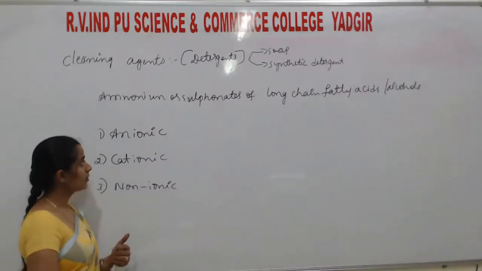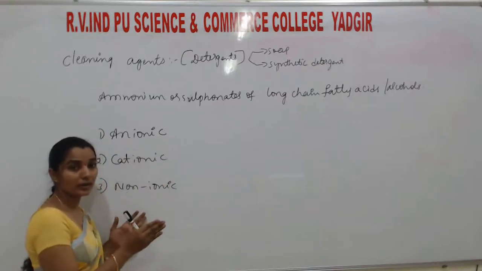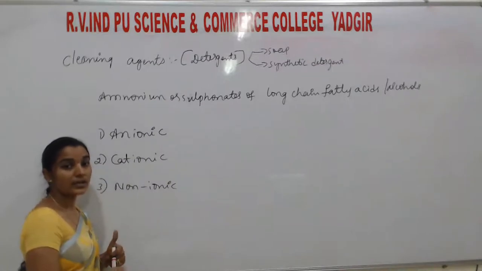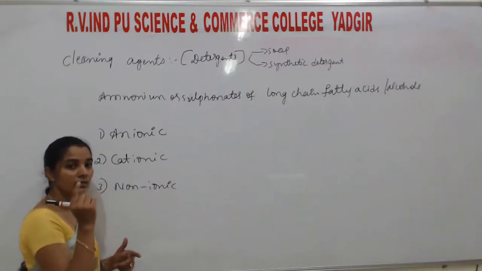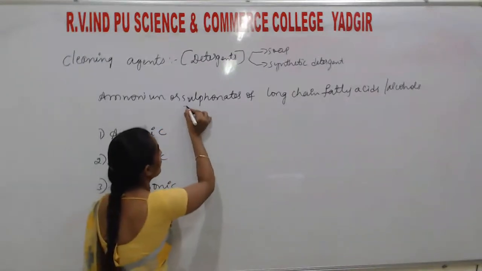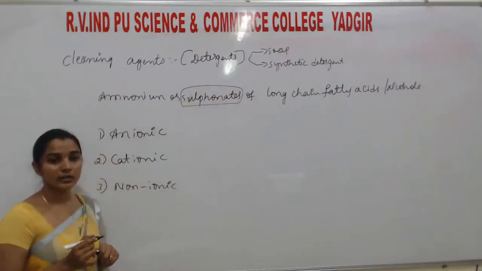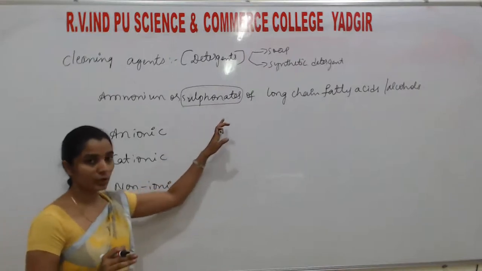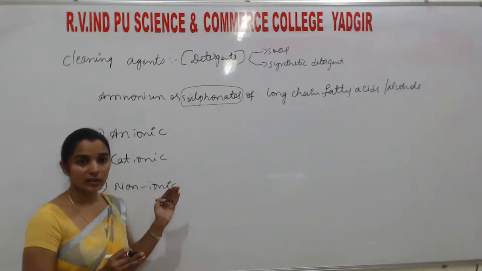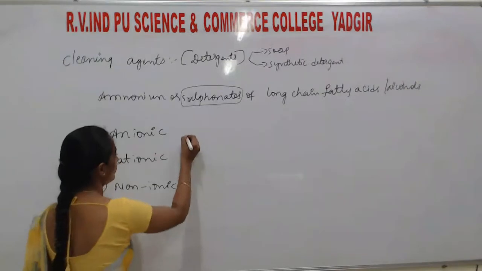So students, here you can see easily, anionic detergent means the major part in the detergent is an anion. That means this sulfonate. If the sulfonate group is present, then they are called anionic detergents. It is like, if the major part of the detergent is an anion, then it is called an anionic detergent. I'll write the example, then you will come to know.